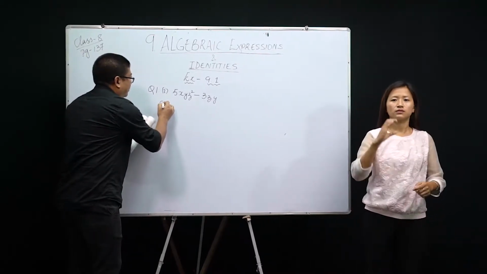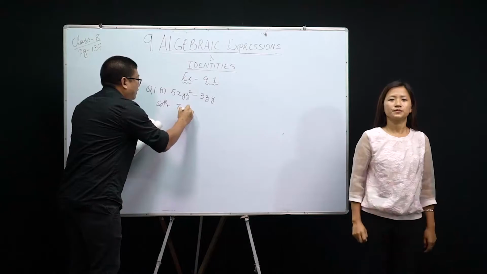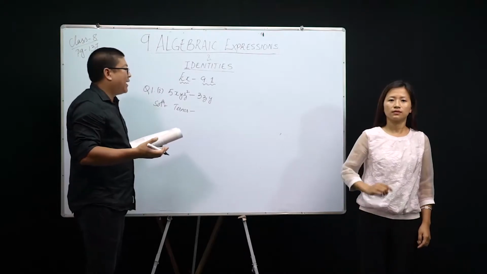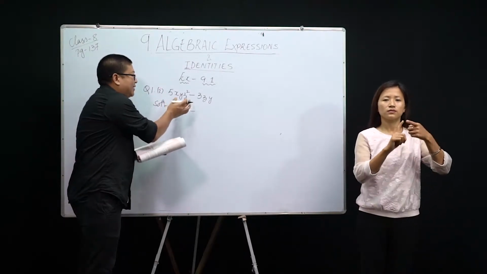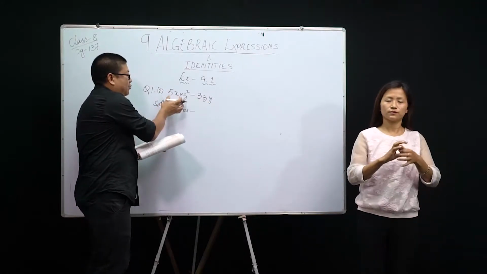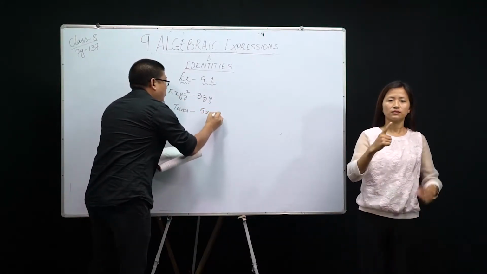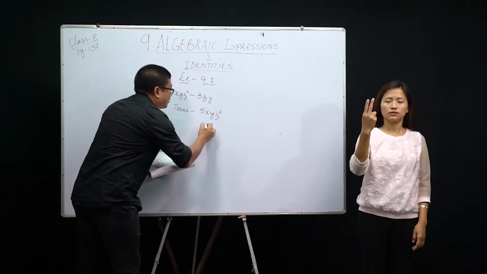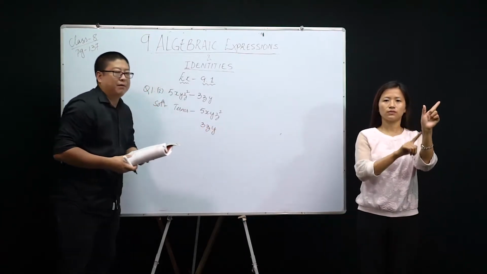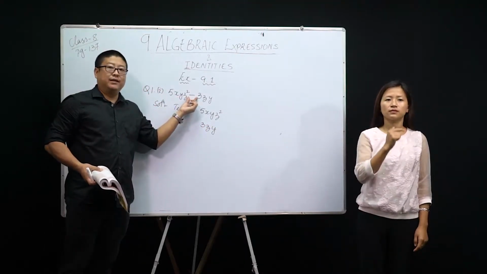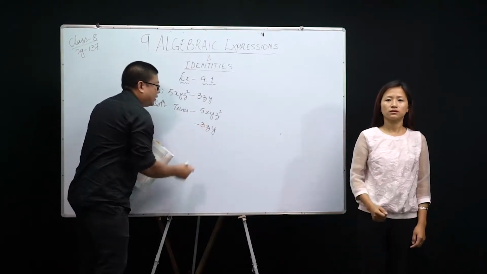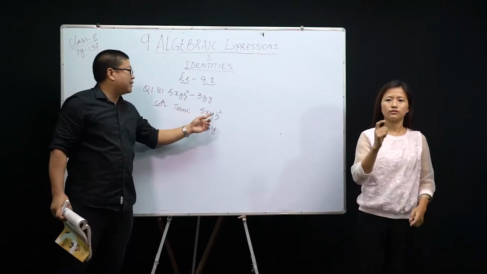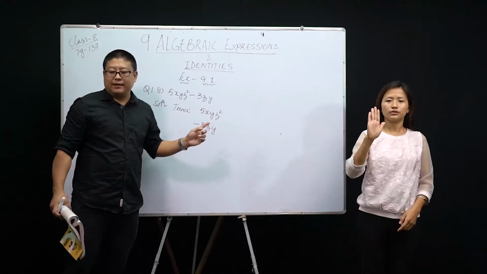So let's write the terms first. Terms, I've already explained what terms are, so we can see that there are two terms over here. The first one is 5xyz square, the first term. The second term is 3zy. But mind you, there is a minus here. So this minus sign will come along with the second term. Alright? So your terms are 5xyz square, minus 3zy.